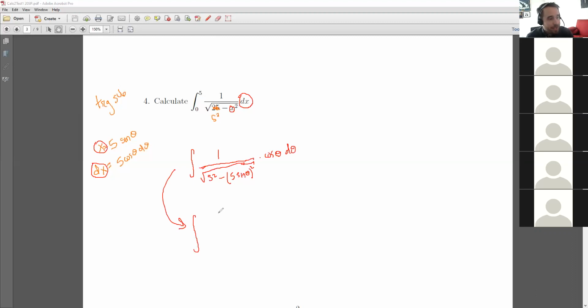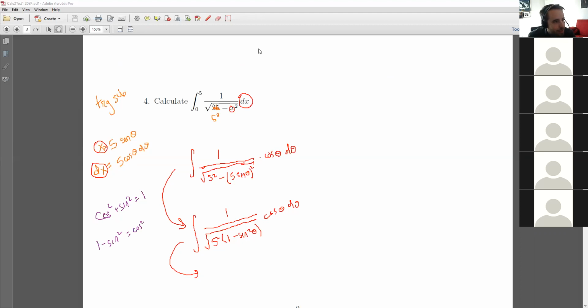It turns out the denominator, because I have these 5 squareds, I can actually factor those out. I guess there's a few different ways I can think about this. One is that I can factor out the 5 squared. So I still have this big square root sign, but I have a 5 squared times, in parentheses, 1 minus sine squared. Up here I have a cosine theta d theta. But, right, 1 minus sine squared is a trig identity. We have our old friend cosine squared plus sine squared equals 1. And so 1 minus sine squared is nothing more than cosine squared.